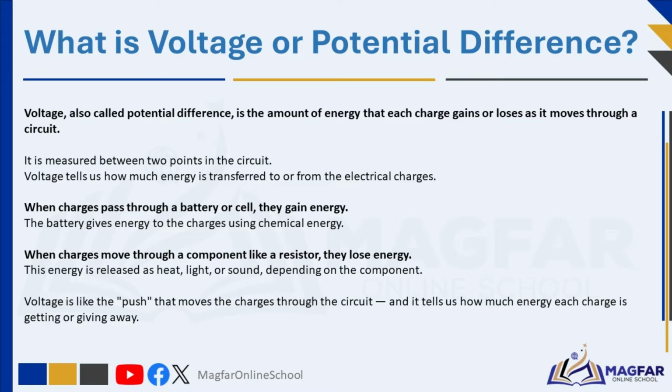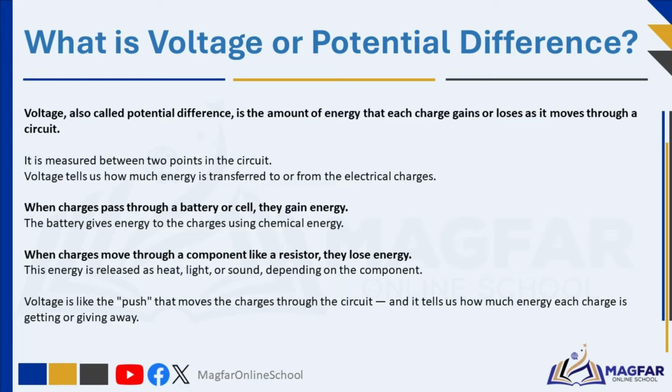When charges flow through a component like a resistor, they lose energy, and that energy is transferred to the resistor in the form of heat, light, or sound. On the other hand, when charges pass through a cell or battery, they gain energy. This happens because the battery uses its chemical energy to give electrical energy to the charges, pushing them through the circuit.